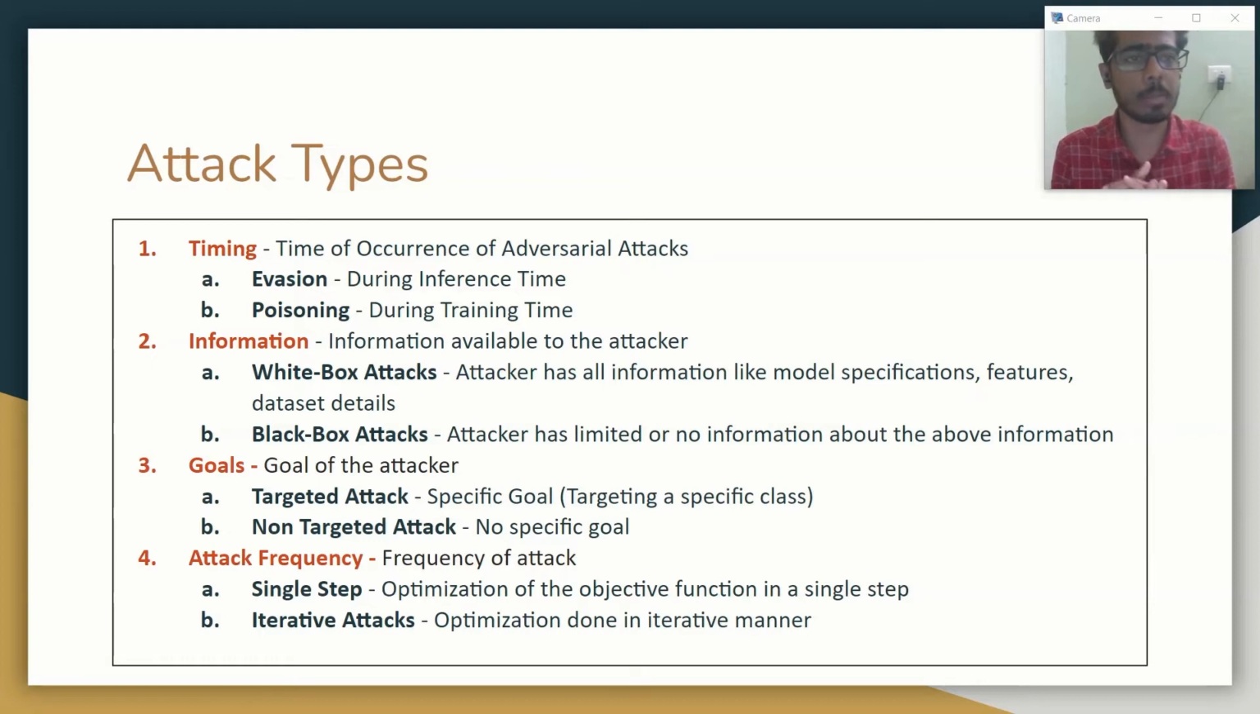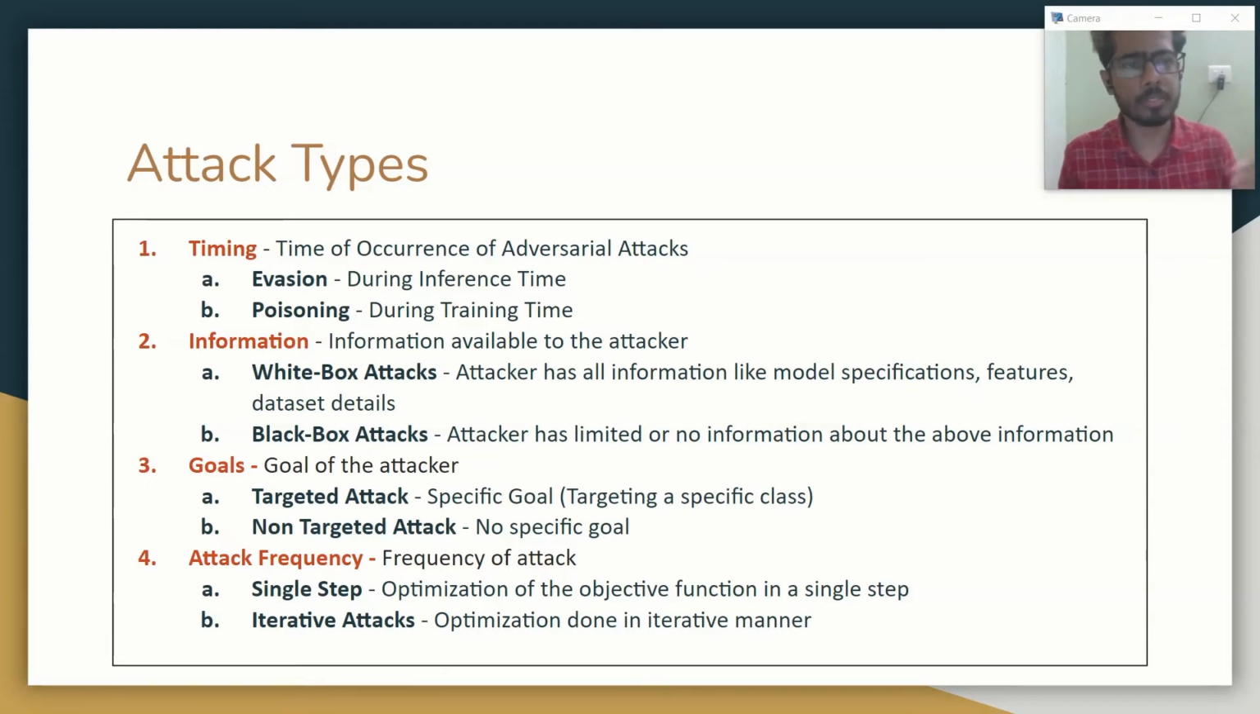So poisoning is something which will happen during the training time, where you can affect the learning of the model, the weights, in such a way that it is susceptible to some sort of an attack. And evasion is like during inference time or during test time, you do some sort of perturbations to the input data to cause the error.